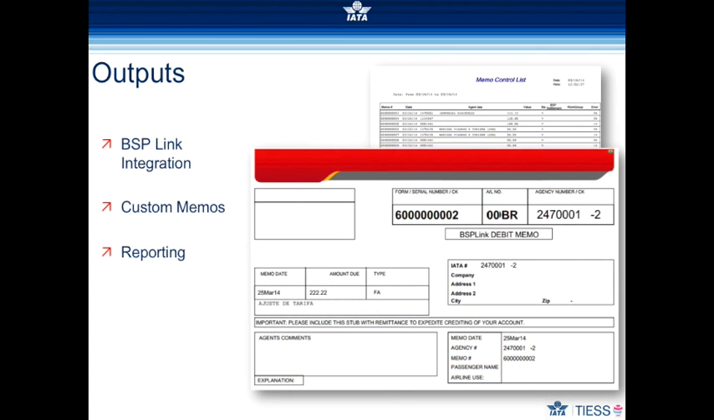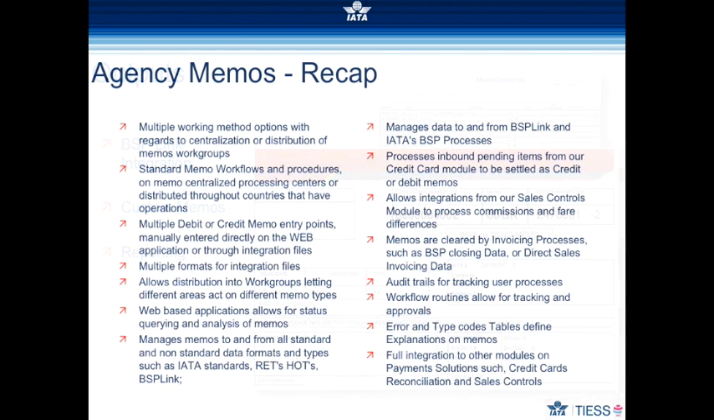Few of the output options would be standard BSP link integration, so these would become BSP link memos. You would have custom memos like the one you're seeing there, basic control reporting, and again, accounting interfaces and control reports from the system, just like all standard TIESS modules. Just a quick briefing on the elements that are inside the Memo system. Multiple methods of adding the data, controlling the data. You also have workflow procedures. You have current status, and that may be distributed throughout the organization.